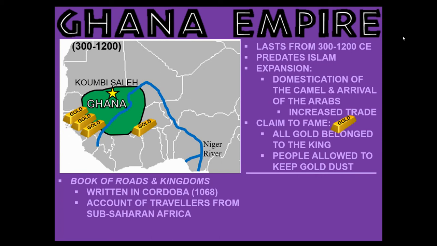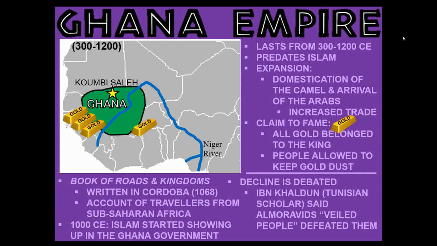There's a book called The Book of Roads and Kingdoms, which was written by Muslim writers in the year 1068. Remember, Cordoba was in Spain. And it talks about accounts of travelers from sub-Saharan Africa. So we do have evidence of Islam starting to show up in the Ghana government around this time. Eventually, you have people such as the treasurers and interpreters, and as that becomes part of, I wouldn't say it's necessarily the religion of Ghana, but you can start to see that Islam is spreading to this area of the world. And we're going to see that a little bit later on with the spread of Islam into other empires.